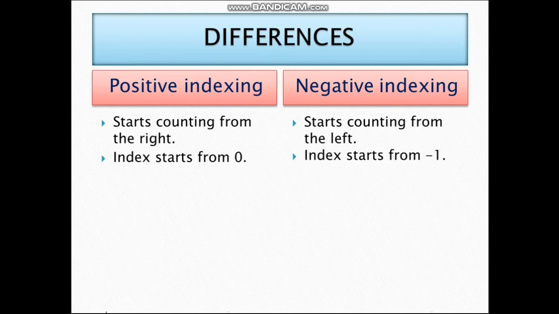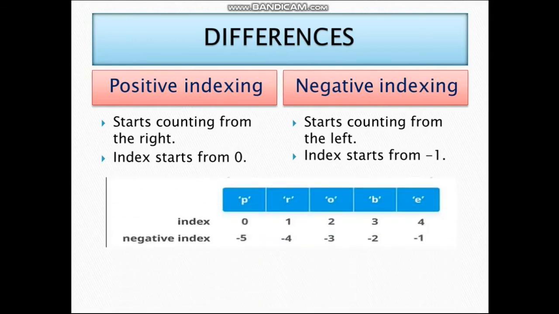Now let's encounter this example. As you could see, there are 5 blocks over here and each block consists of a value. The first block consists of a letter P, the second consists of a letter R, the third consists of O, the fourth B, and the fifth consists of E. Now this array consists of 5 blocks, which means that the length of the array is 5.